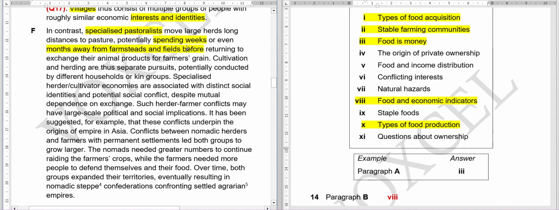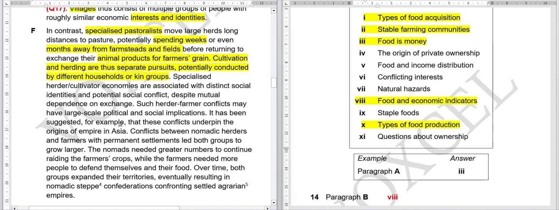So basically they were not growing anything. Then they returned and exchanged their animal products for farmers' grain. The farmers grew grains, and the pastoralists spent weeks or even months away from their fields and collected animal products. Cultivation and herding are thus separate pursuits potentially conducted by different households or kin groups. Obviously that makes cultivation and herding different specialist pursuits, different careers, conducted by different households. Different people did different things.